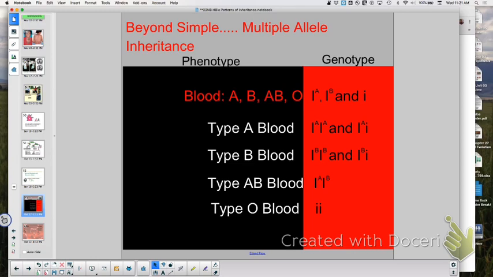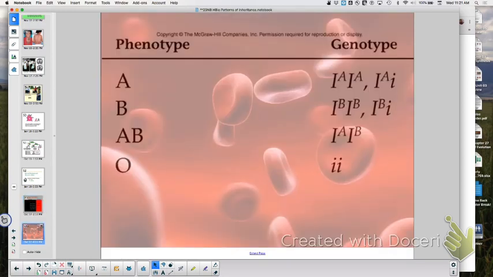Let me show you a better picture for this. Take a look right here. If you are type A blood, what that means is on your red blood cells, you only have A antigens. If you are type B blood, you only have what? B antigens. Now, this is a good example of multiple alleles because you have big IA, big IB, and you have a little i. That's multiple alleles. But blood type is also good for something else.